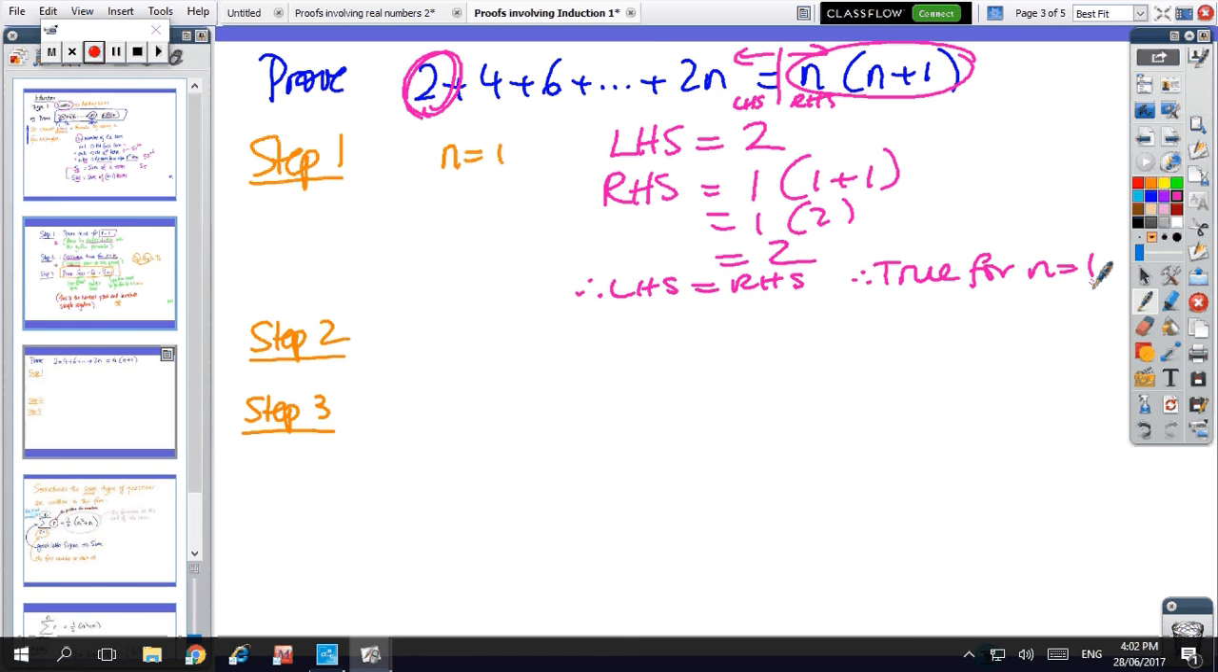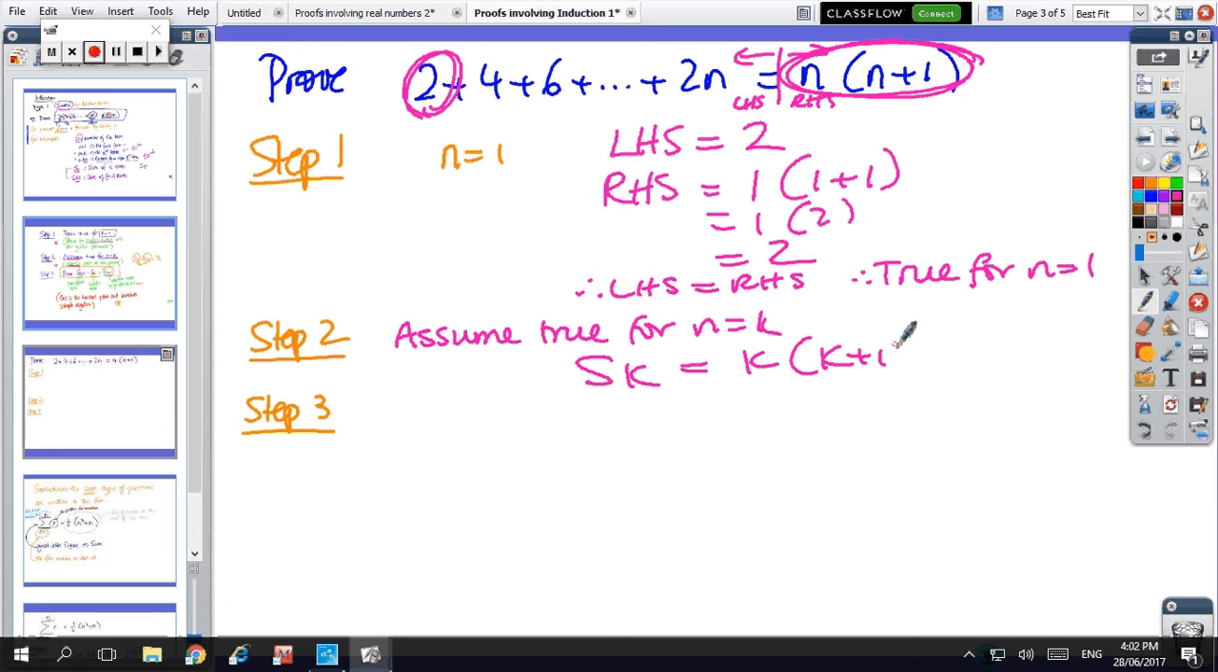Now, step 2, I told you it's easy. All we do is assume it's true for n equals k. And so we say Sk. This is the formula for the sum. So we just say Sk equals k(k plus 1). We just replace the n on the right-hand side with the letter k.